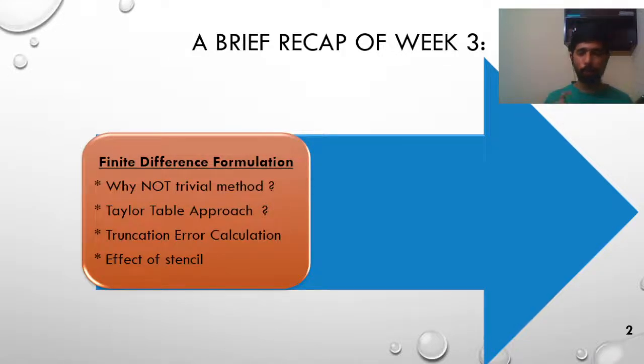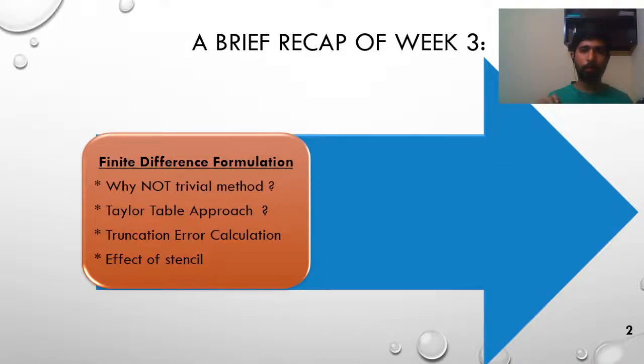So that is why we came up with the Taylor table approach. Then we used the Taylor table approach to calculate the first order derivative with a larger number of stencils. Then we also saw the truncation error and the effect of stencil size. This is what I'll mainly be discussing in the problems today. This is part one of week three. Week three can be divided into two parts, and the questions I'll be discussing today are mainly on this part one.